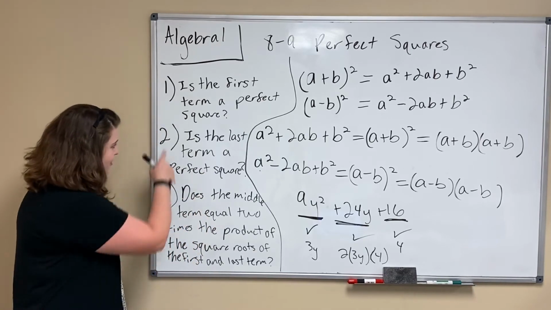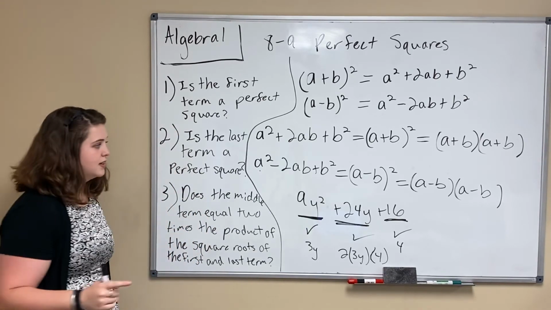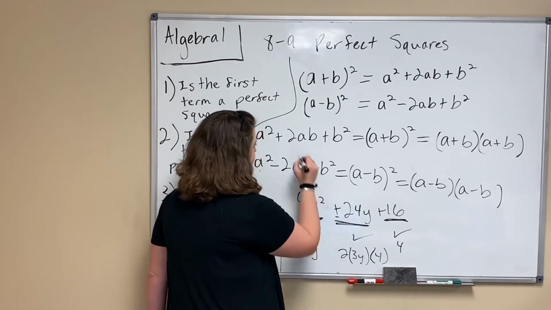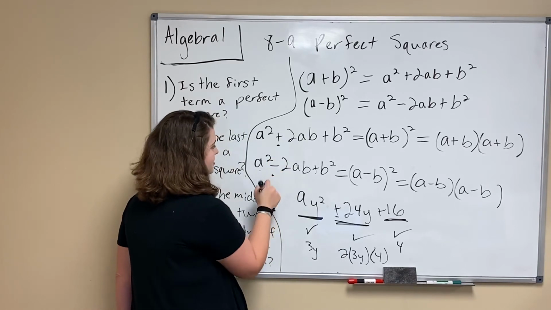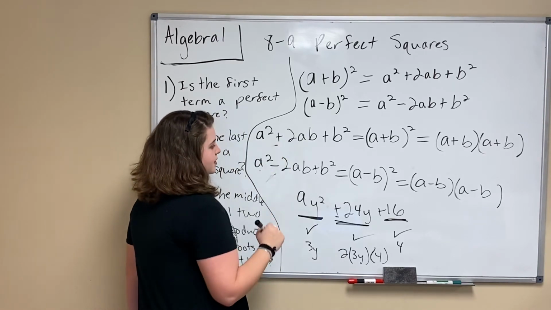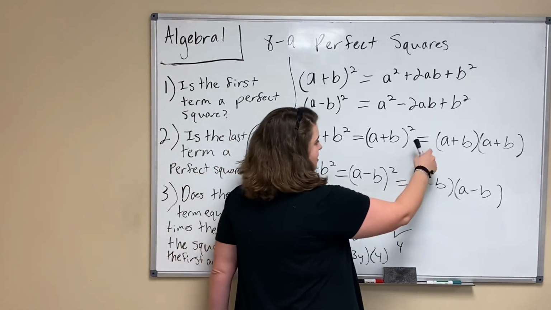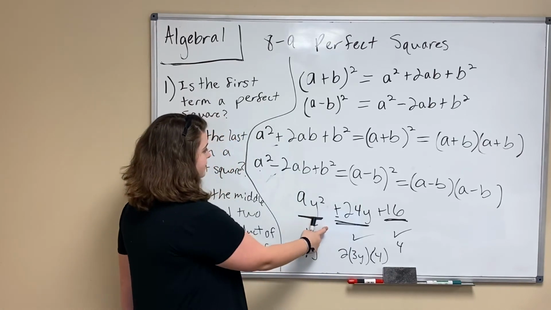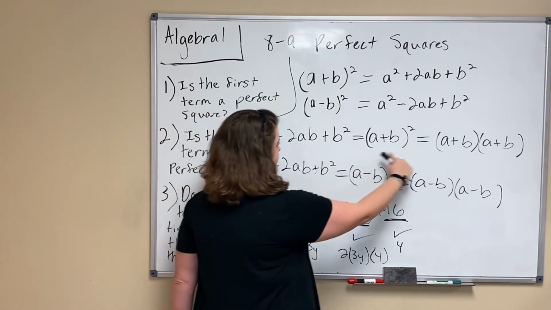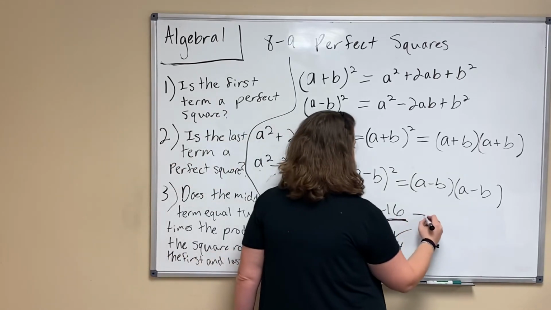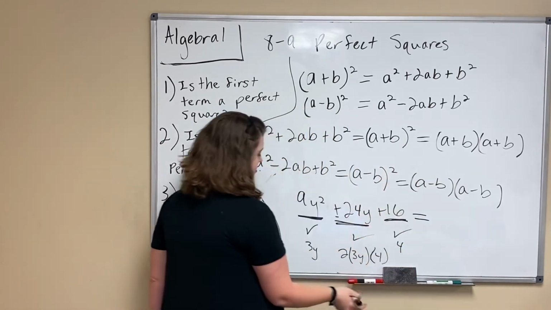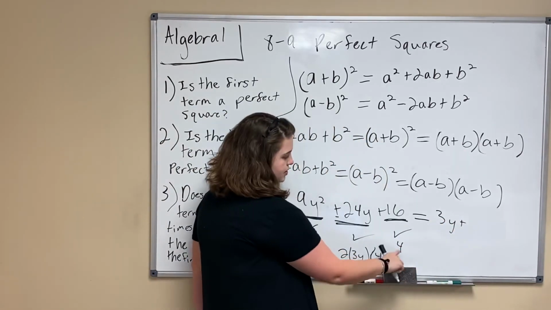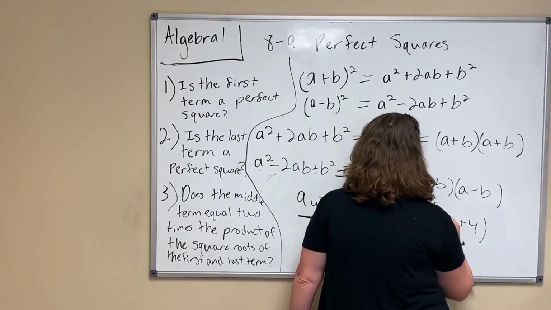If I answered yes to all 3 of these questions, then it matches our form. All I have to be wary of now is, is this a plus sign or a minus sign? Plus, minus, see those differences there. And then I can rewrite this as either (a plus b) squared or (a minus b) squared. Since this is a plus sign, I'm going to use this formula, and I'm going to rewrite this as (a plus b) squared. So a is 3y plus b, which is 4, squared.